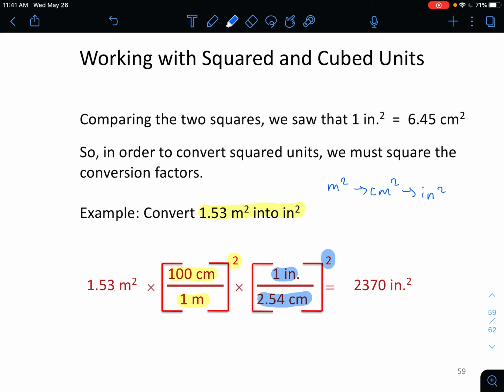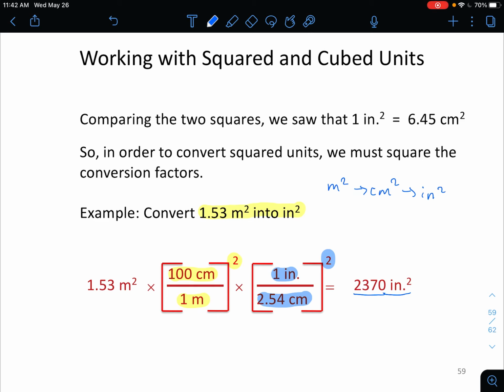In that previous slide, I was trying to help you visualize why this is the correct approach, because we're really changing both dimensions, so we need to square it. So when I do that, it's 1.53 times 100 squared divided by 2.54 squared. What I ended up with was 2,370, 3 significant figures like my original value, inches squared. So we don't want to say square inches, right? We want to say inches squared to help remind us to actually square the conversion factors.